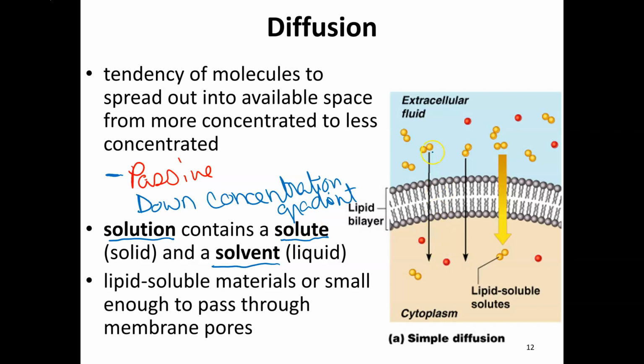And so here you can see there are more of these yellow molecules than down here. These yellow molecules are going to move down towards the inside of the cell. So there's always movement in both directions. You'll always have some movement back, but the amount moving into the cell is going to be much greater than the amount moving out of the cell. In diffusion, the solute is what is moving. So in diffusion, solutes move.